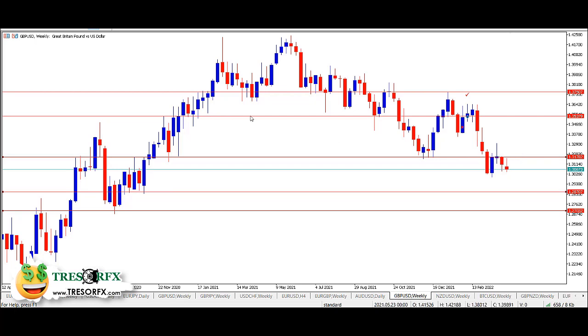So that is the trading idea for today. It's the British pound US dollar weekly time frame. I'm going in at the market price at 130.67 now, looking for the target of 128.70 and the stop at 131.78.